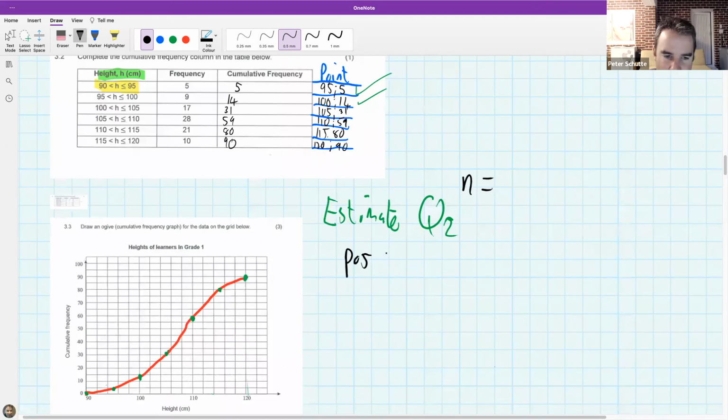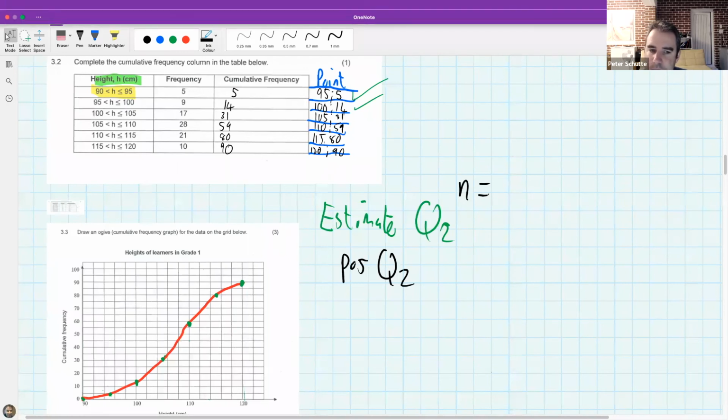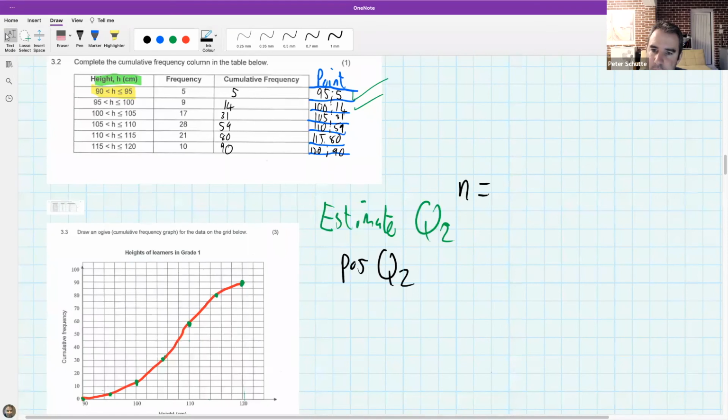So you have to calculate the position of Q2 before you can actually get your estimate of Q2. But you also need n, the number of items in the data set. So does anybody want to tell me what is the number of items in this data set before I go along and estimate my median using the ogive? What is the n? Who can tell me? What column or what thing do I need to look at? Dawn, you are spot on.